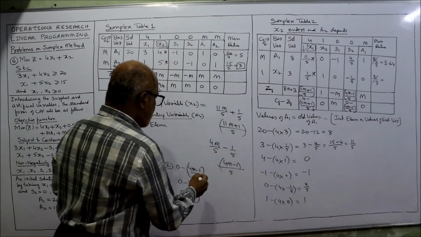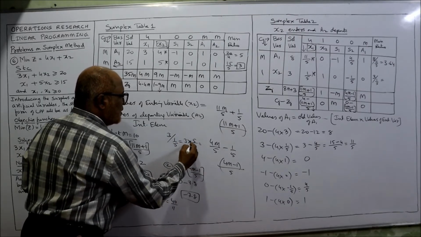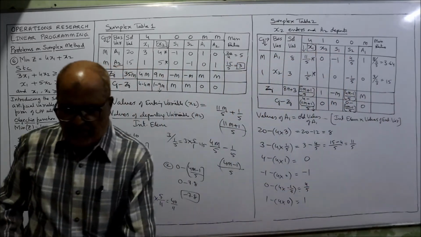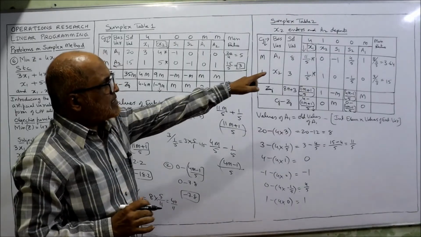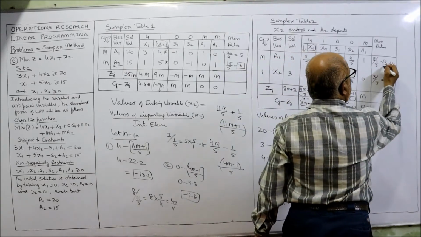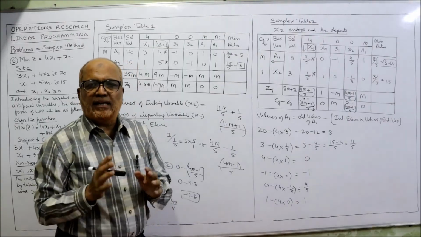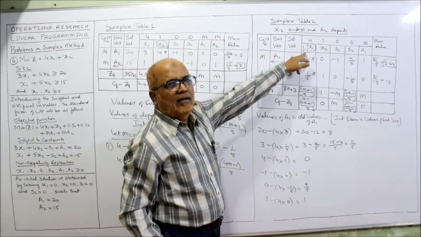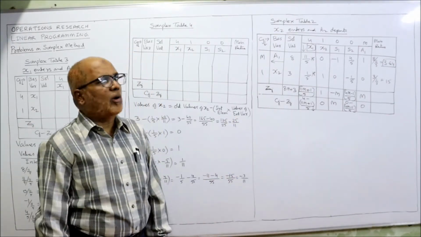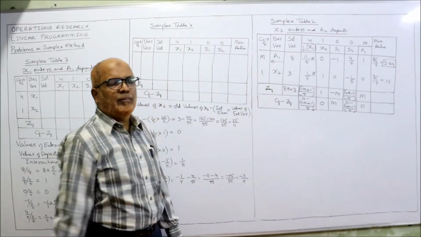Here 3 divided by 1 by 5 is equal to 3 into 5 by 1. 5 3 is 15. So here we take 15. In this minimum ratio, the minimum value, first is 3.64 and second is 15. So 3.64 is minimum. So the departing variable is A1. In the next table, x1 will enter and A1 will depart. In simplex table 2, we have already completed this. The entering variable will be x1 and the departing variable will be A1.